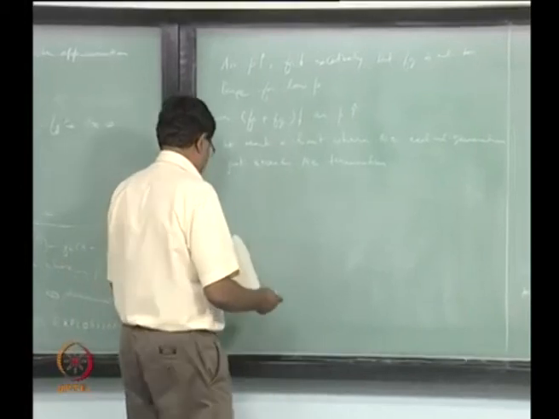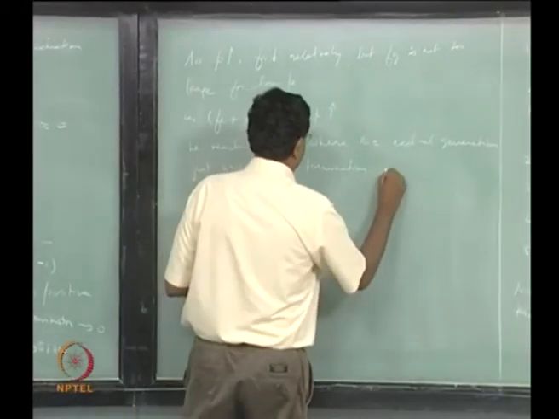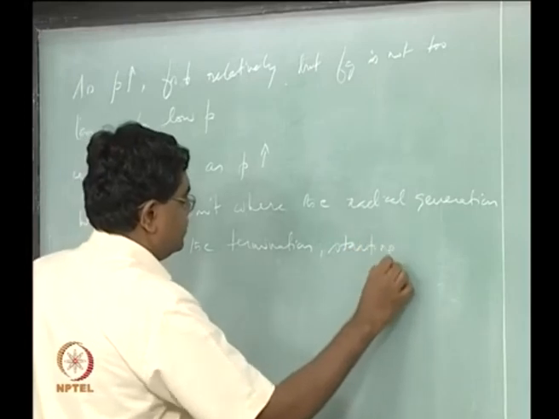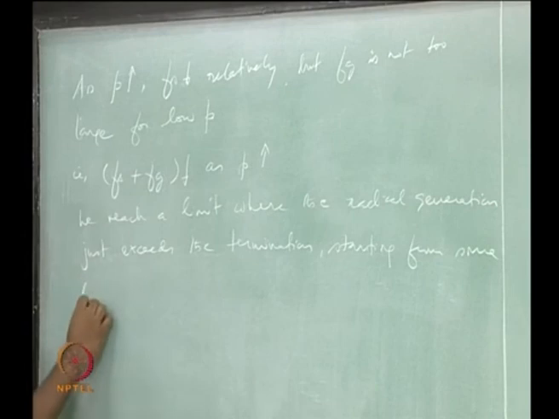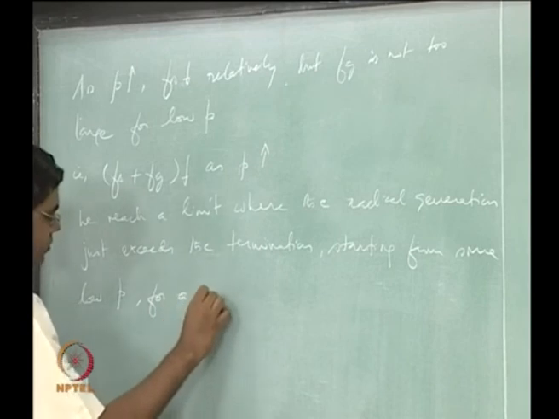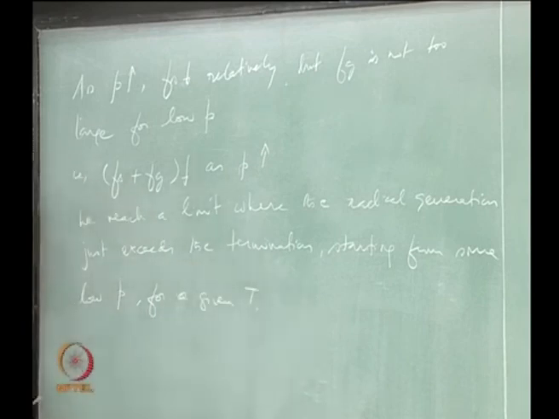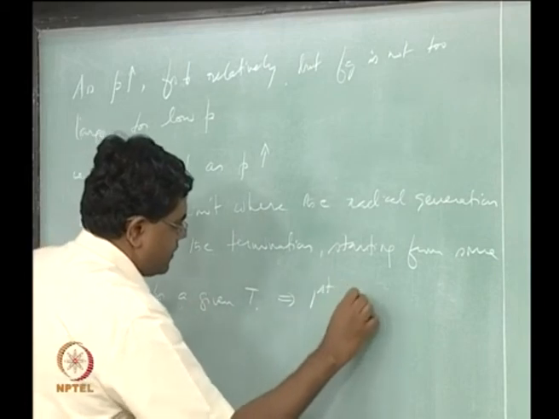Okay, so let's say termination, starting from some low P for a given T. You fix the other thermodynamic variable, and you get this. So this is what you would call the first explosion limit.